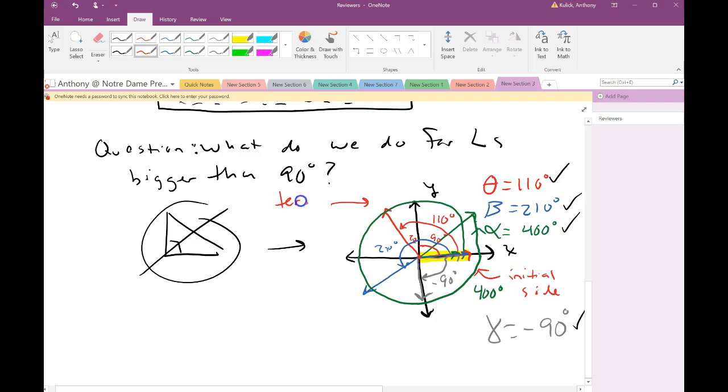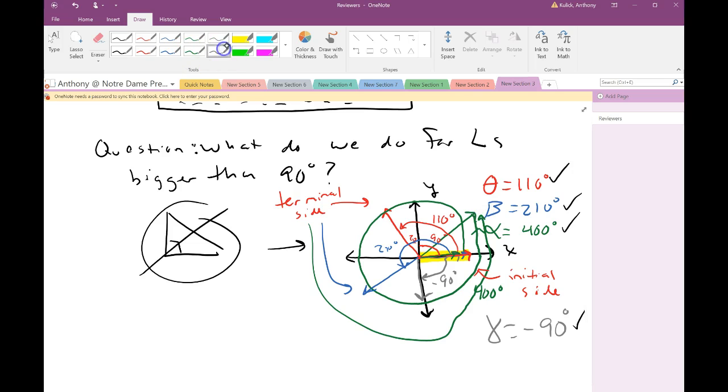So again, the thing that's changing, we call this the terminal side. I think I forgot to write that down. But that's the end, the other side of our angle is that terminal side. Over here. I guess I should have gone the other way. These are all the terminal sides. The initial side, though, is always on the positive x-axis.